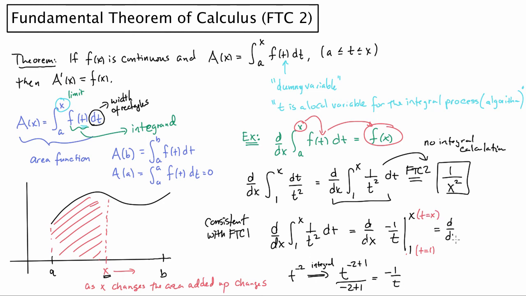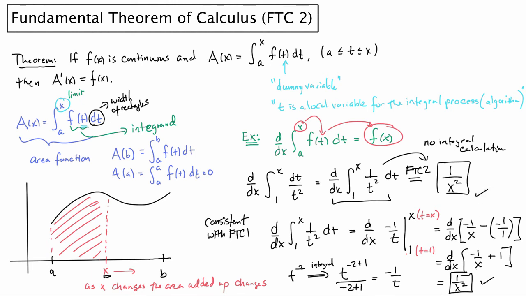All right, so this is the derivative with respect to x of negative 1 over x, evaluated at the top, minus evaluated at the bottom, negative 1 over 1. So this is the derivative with respect to x of negative 1 over x plus 1, and the derivative of 1 is 0, and the derivative of negative 1 over x is 1 over x squared. And so we see that the two match up in both cases.